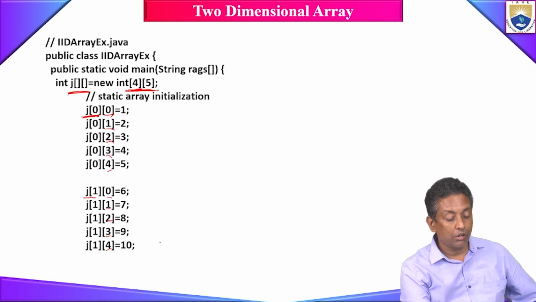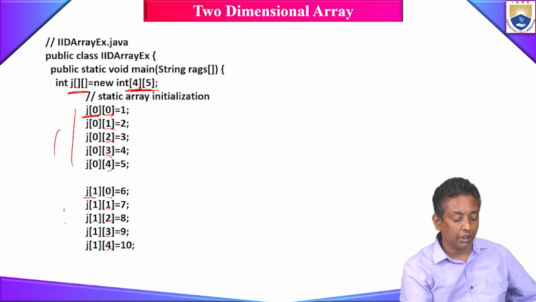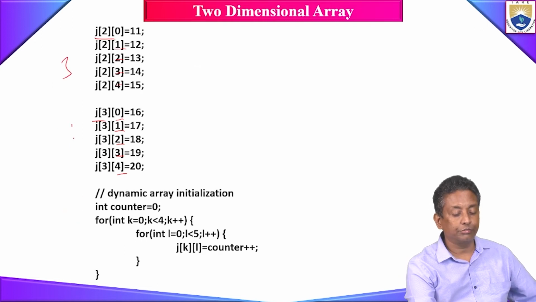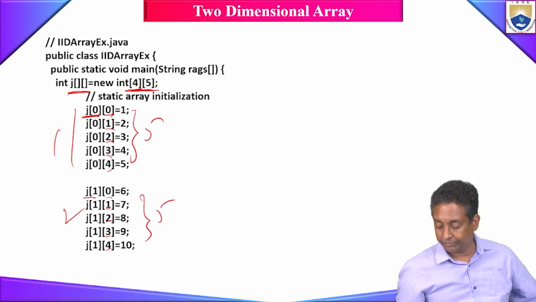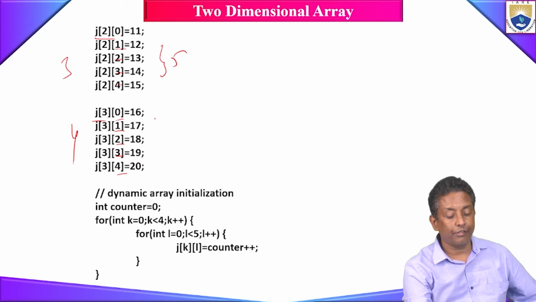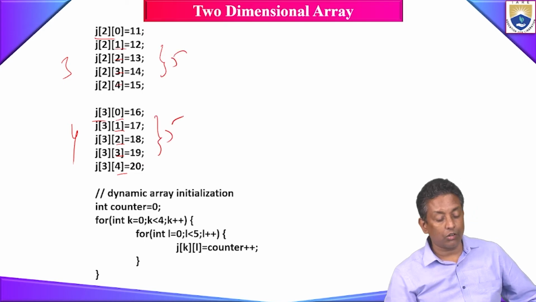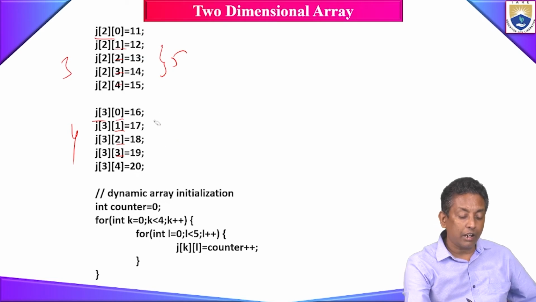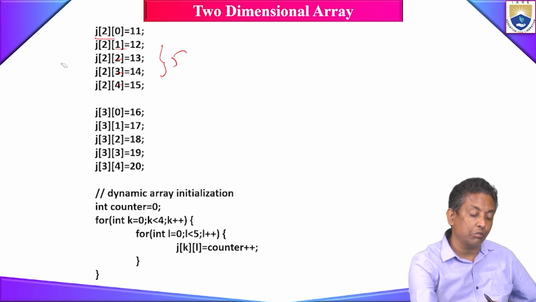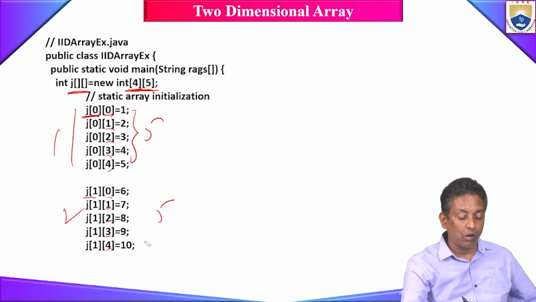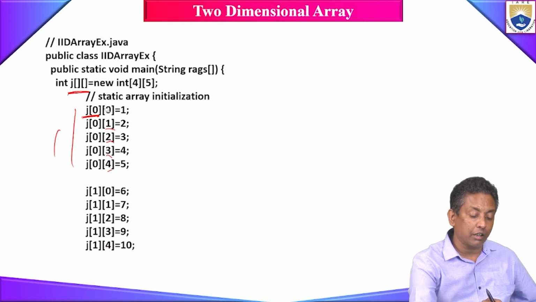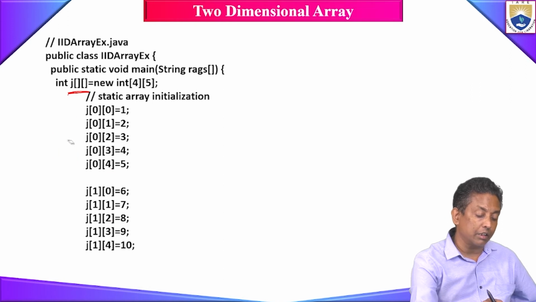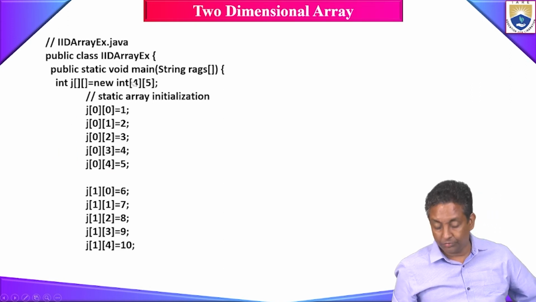So altogether, how many rows? First row, second row, third row, fourth row. In each row, how many values are we having? We are having 5 values. Altogether, 20 values are assigned. And here, array variable declaration took 1 line, but initialization took almost 20 lines of code. Anyway, it is unavoidable. If you want to declare and initialize an array, you have to do it like this. Otherwise, you go for a dynamic array declaration.